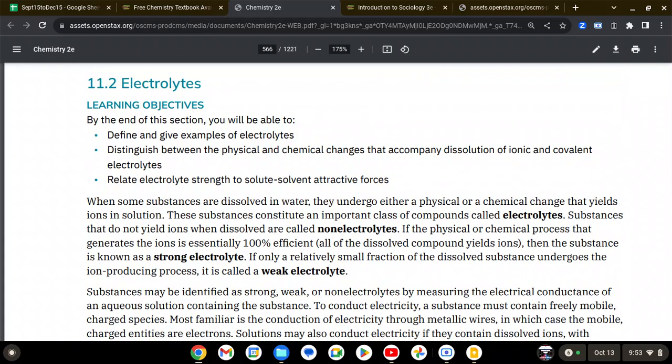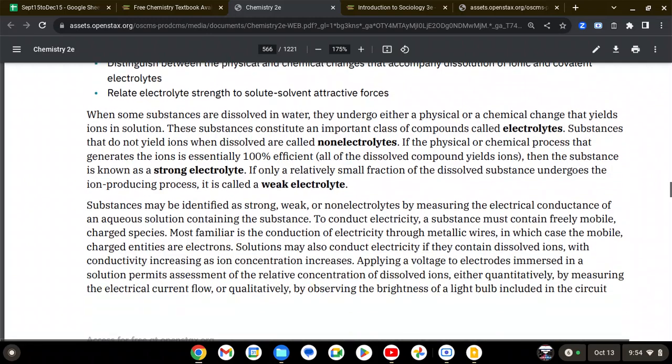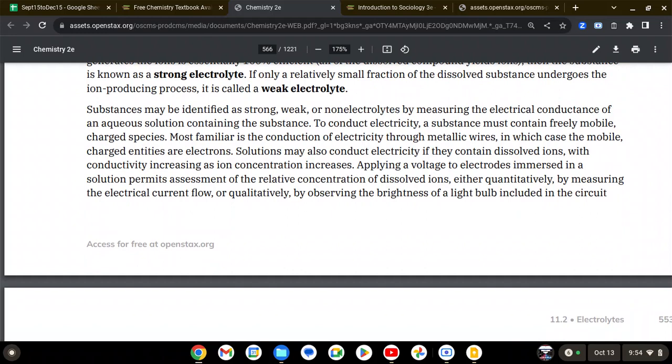If the physical or chemical process that generates the ions is essentially 100% efficient, then the substance is known as a strong electrolyte. If only a relatively small fraction of this dissolved substance undergoes the ion-producing process, it is called a weak electrolyte. Substances may be identified as strong, weak, or non-electrolytes by measuring the electrical conductance of an aqueous solution containing the substance. To conduct electricity, a substance must contain freely mobile charged species.